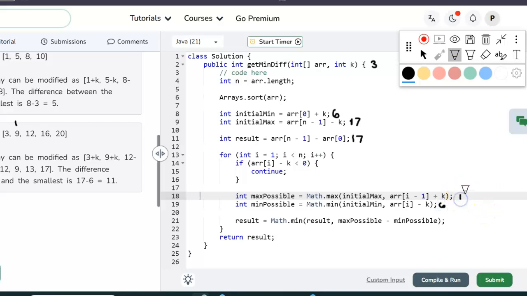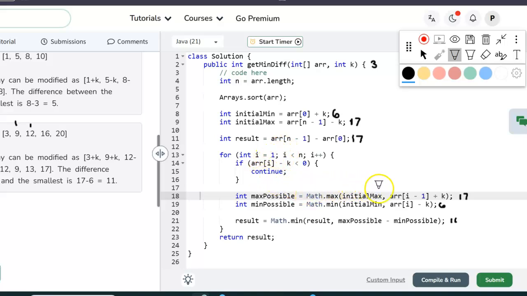Actually, I should write max possible. The max possible is 17. And result is the min of result, which is 17, or max minus min, which is 11. So best we can do so far is 11. Go to the next number.